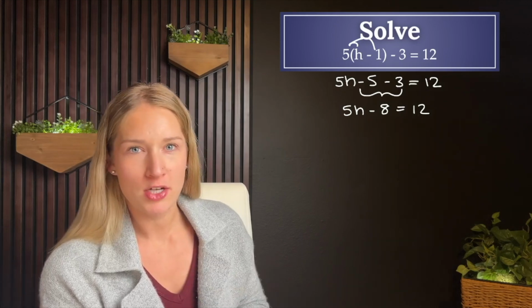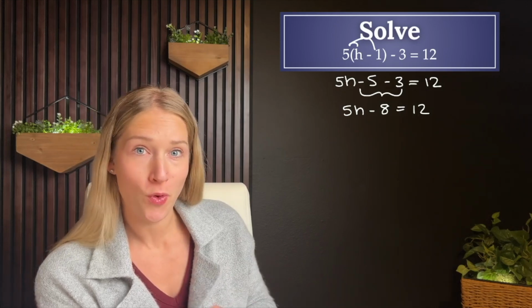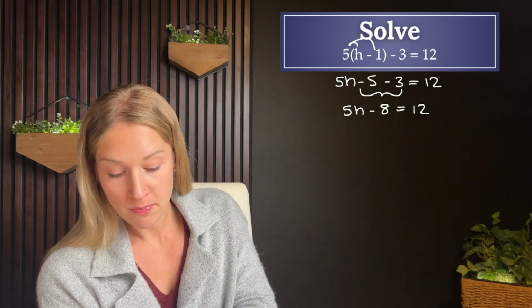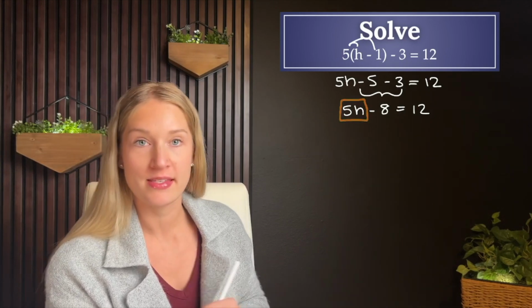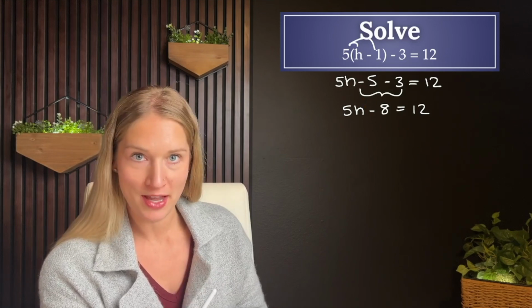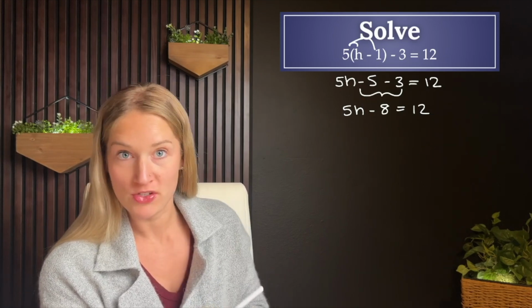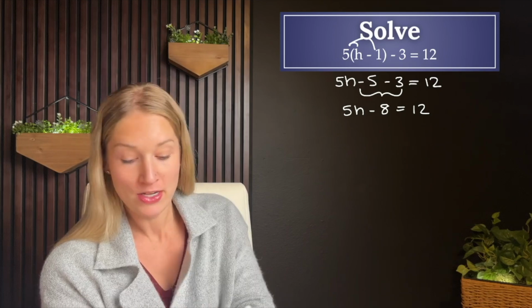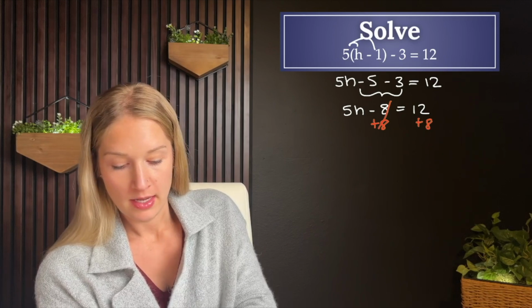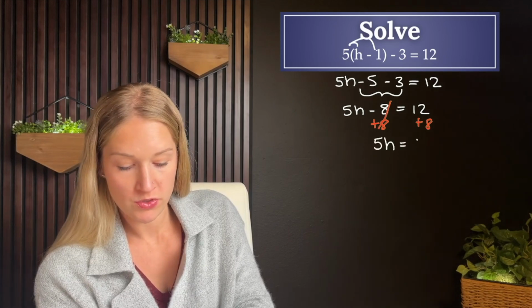So remember, we've talked about isolating the variable term. So the whole piece that has the variable in it, we need to get that alone first. So the piece that I'm looking at in this case is the 5h. So I need to move the 8 to the other side. I use the inverse operation of subtracting 8, which would be to add the 8 to both sides. And then I've got 5h equals 20.